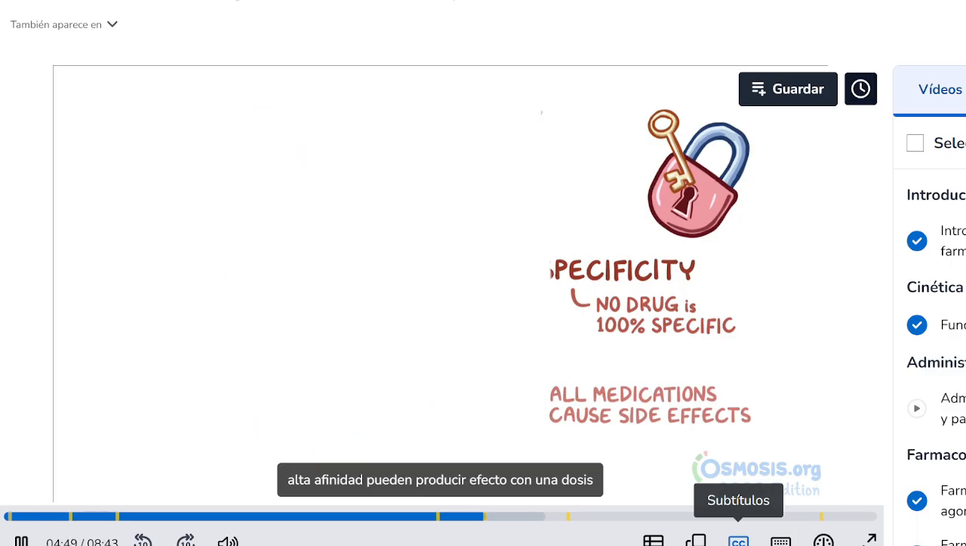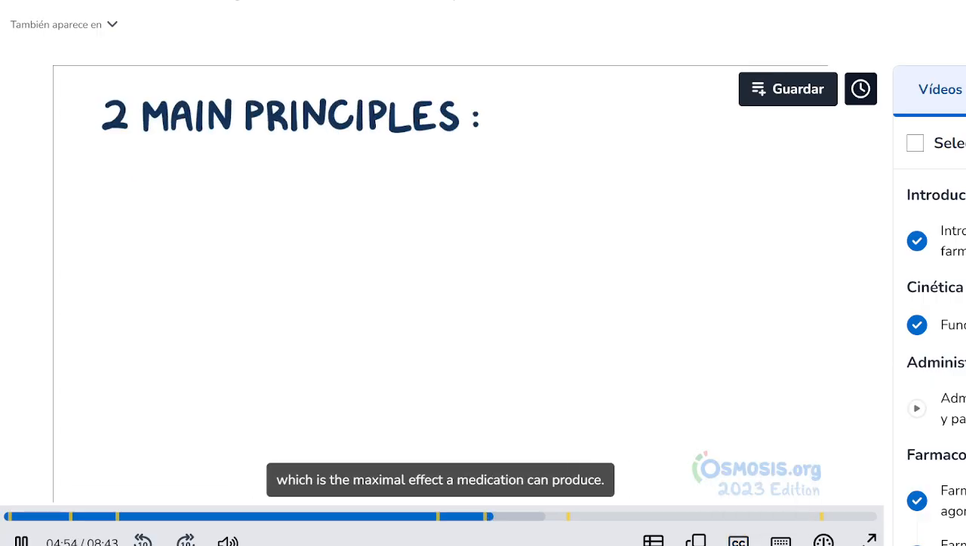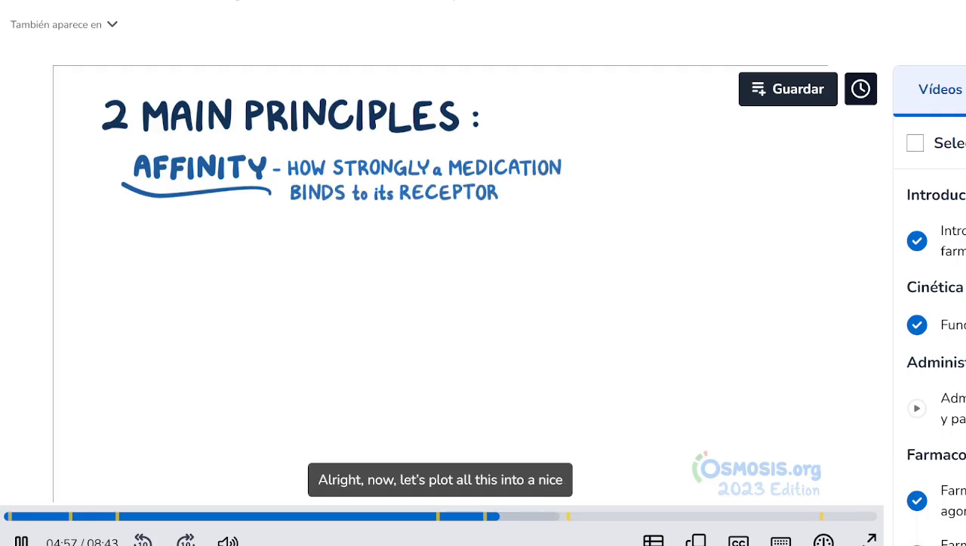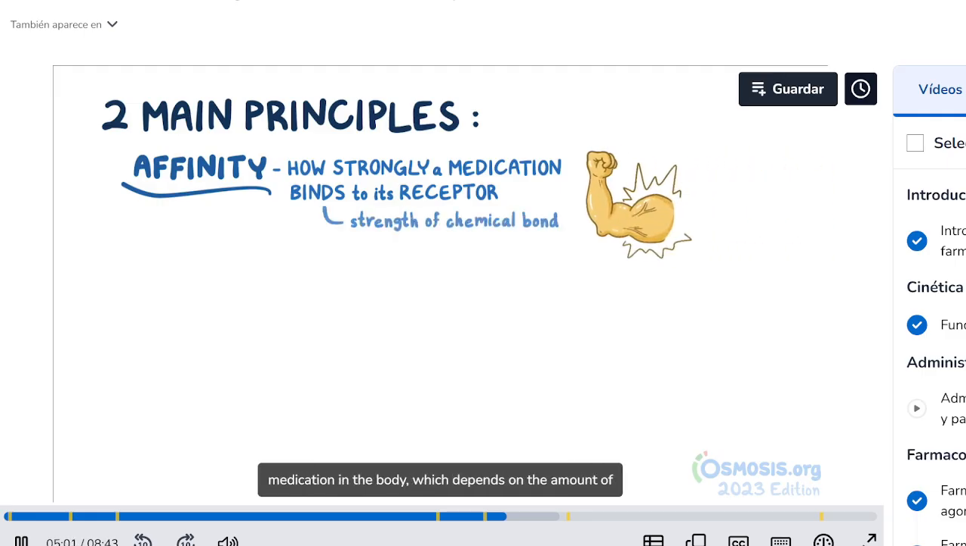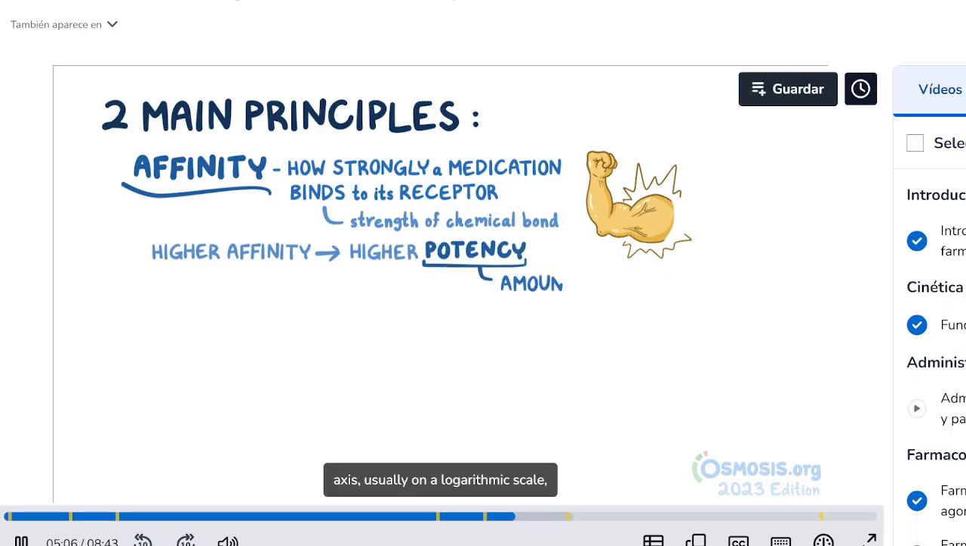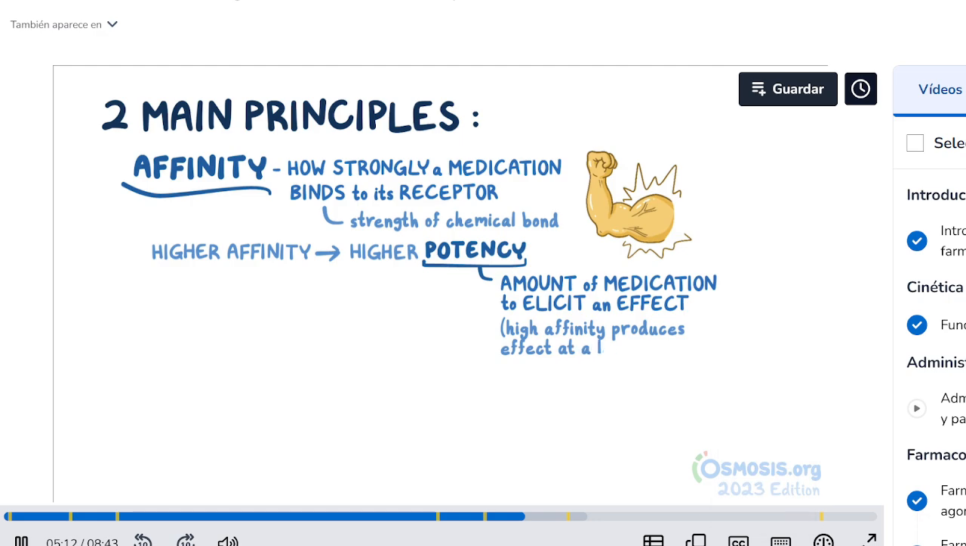Now, the way a medication and receptor interact with each other is ruled by two main principles. Affinity is how strongly a medication binds to its receptor. This is mainly determined by the strength of the chemical bond between the two. The higher the affinity, the higher the potency, which is the amount of medication needed to elicit an effect. So, medications with high affinity can produce an effect at a lower dose.